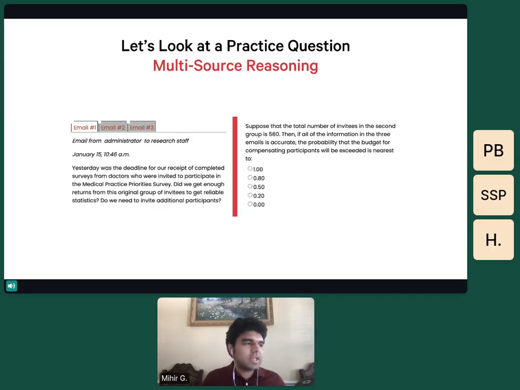The last type of question you'll have is multi-source reasoning, where you'll be given multiple different sources or pieces of information, and you'll be given different questions to be asked on them. In this example, you're given 3 different emails, and you'll be able to click on the different tabs on the exam to open up those different emails. And you'll be given 2 to 3 questions based on the same set of multiple sources. And so that's an overview of what the different question types look like.